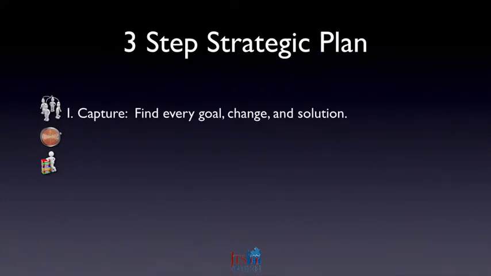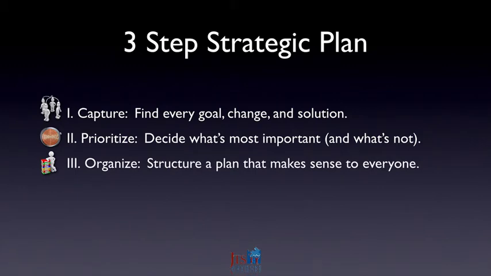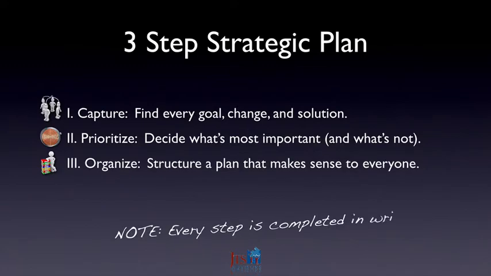First, the capture step. In this step, all you're doing is finding every goal, change, and solution for this organization. And you're just capturing all of that. Step 2, prioritize. This is where you're actually taking everything, like we talked about before, that was captured in the capture step and deciding what's most important and then also what's not important as well. And third, the organize step, where you're taking the priorities and you're structuring a plan that makes sense to everyone. Part of organization is creating clarity so that your team and you can be clear on, okay, what were the priorities again? Really, really important note as well, every single step is completed in writing.